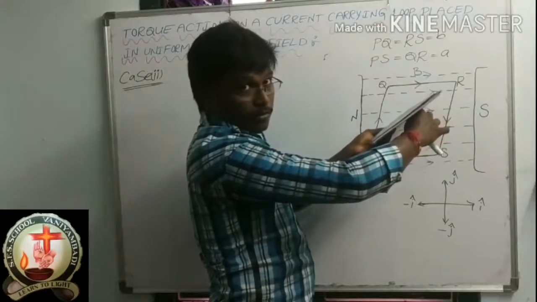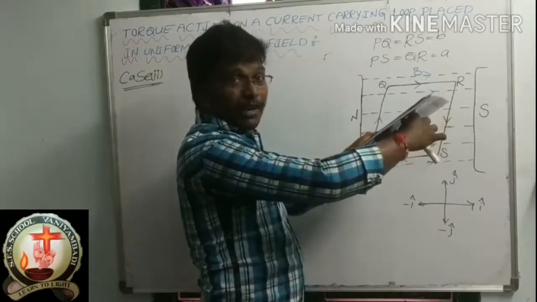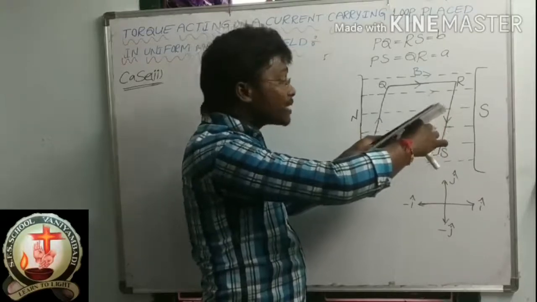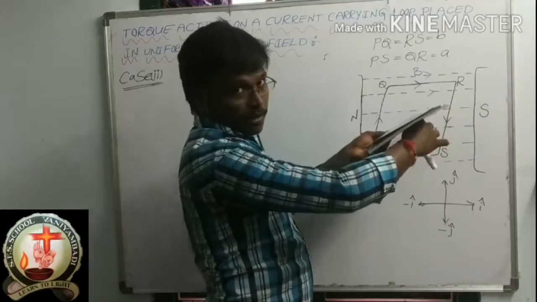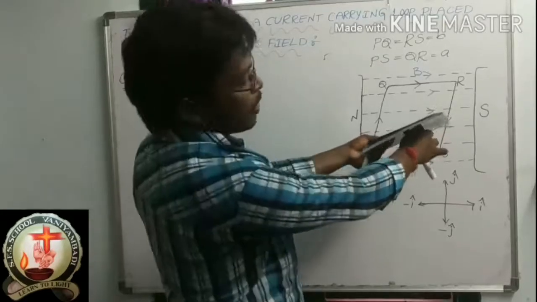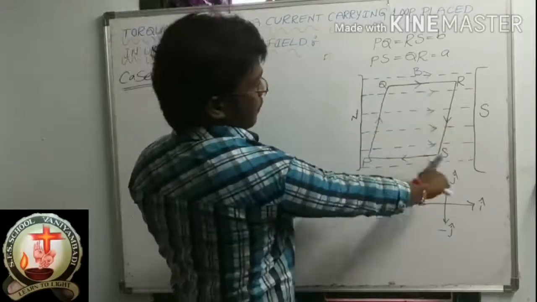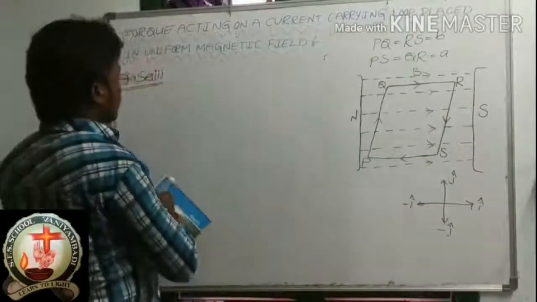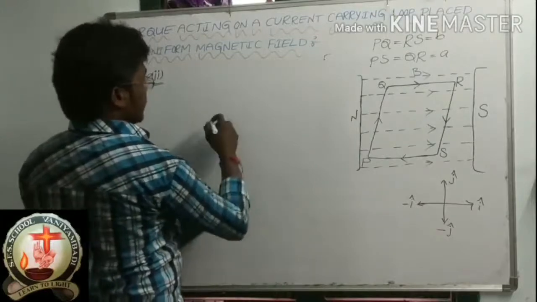Okay. So in this condition, we have to find the torque acting on this loop. Same as before, in this case also you are watching in front view. Front view means you can see only this one, P and S. So what is the diagram? How will it be?